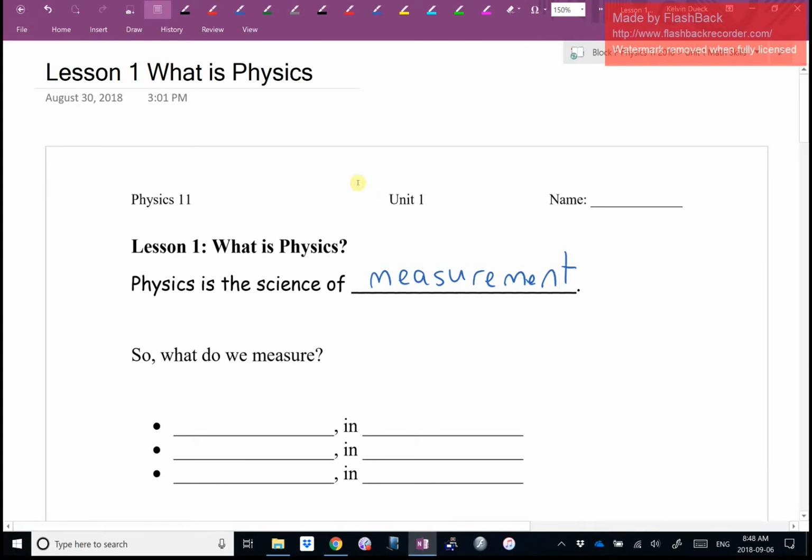The science of measurement. It means, first of all, I like the definition because it's pretty broad. It means if you're measuring something, you're doing physics, which covers almost everything. But it also leads to a question. Maddie, what do we measure?